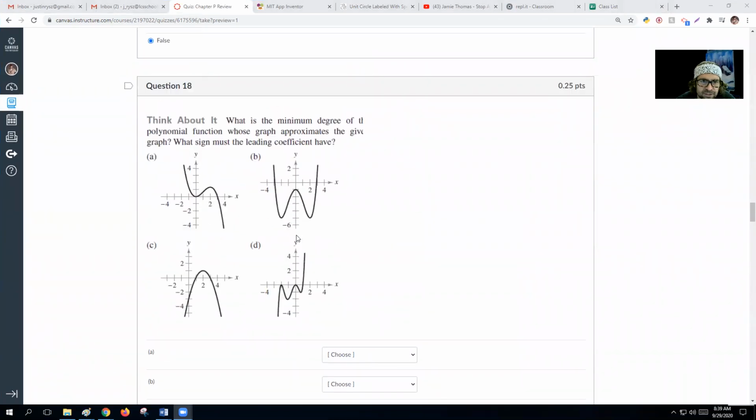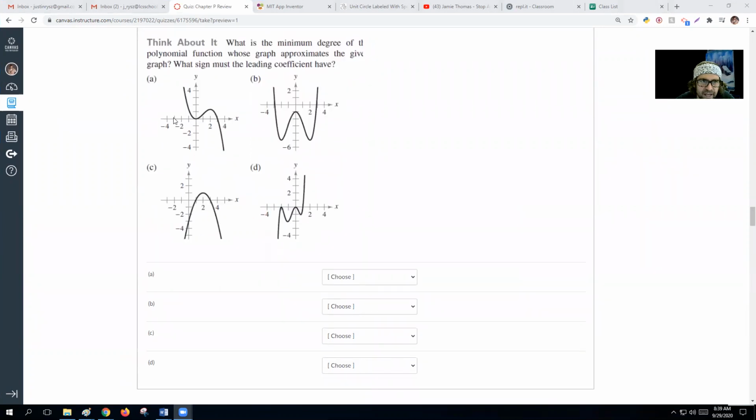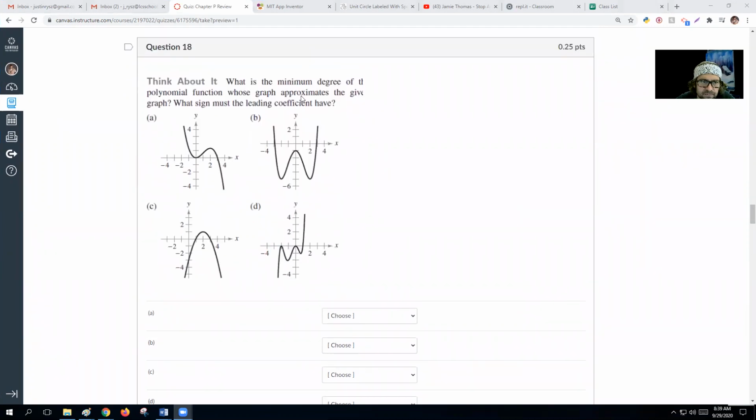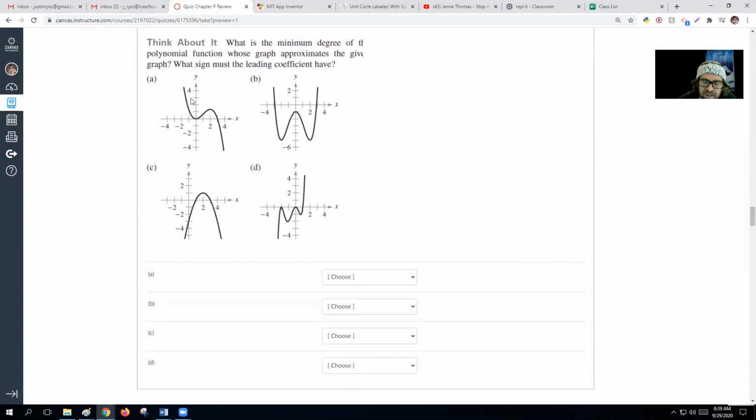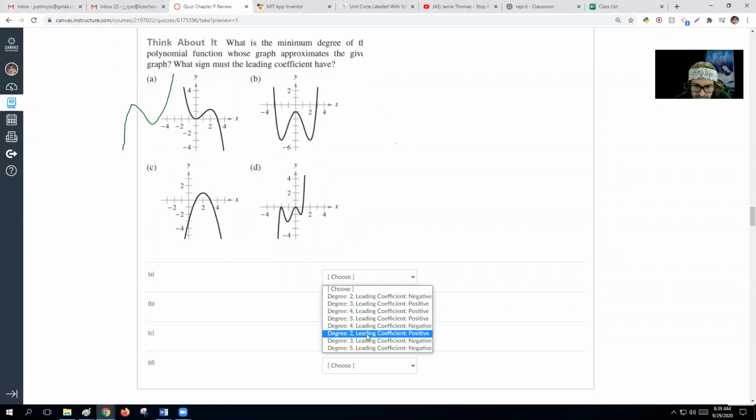Okay, here we go. Polynomial functions, whose graph approximates the given. So if I look at A, I want to know what's the minimum degree of the polynomial function given the graph, and what's the leading coefficient? We can find the minimum degree by counting the curves. This goes down, up, then down, so that's a degree 3. I know all odd degrees, if positive, would start low and end high. So this is the flip of this. This must be a negative odd, or -3. Degree 3 with a negative leading coefficient.